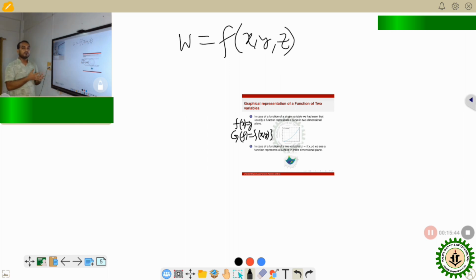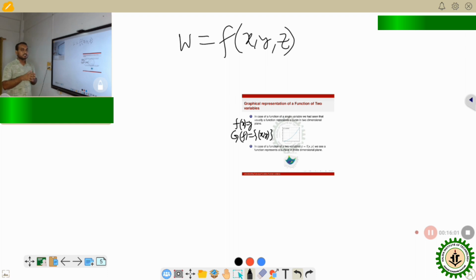Then what will happen to its graphical representation? Since the input variable is 3, its graphical representation will be in 3 plus 1, that is 4-dimensional space, and the graph of this function w will basically be a hyperplane.